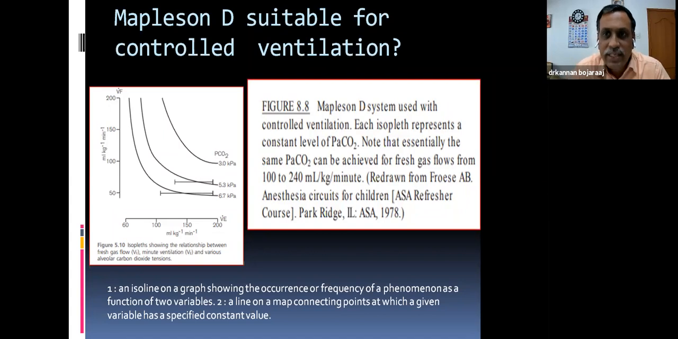So there are two factors. By altering this, we can get the same value of PCO2 levels. I mean this fresh gas flow and this alveolar ventilation. This is a study that was taken for the efficiency of the Mapleson D system used in controlled ventilation. That is why Mapleson D system is best for controlled ventilation, and Mapleson A is not. It is only for spontaneous ventilation.